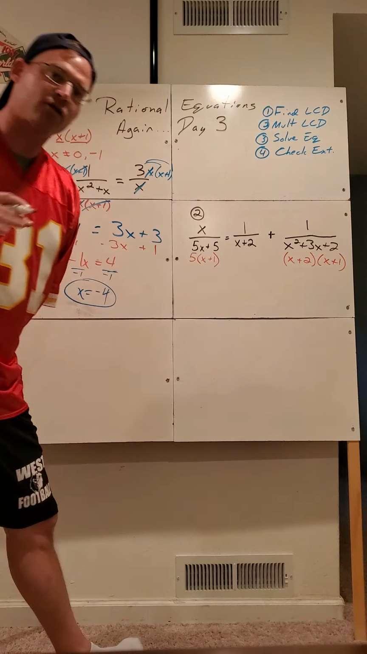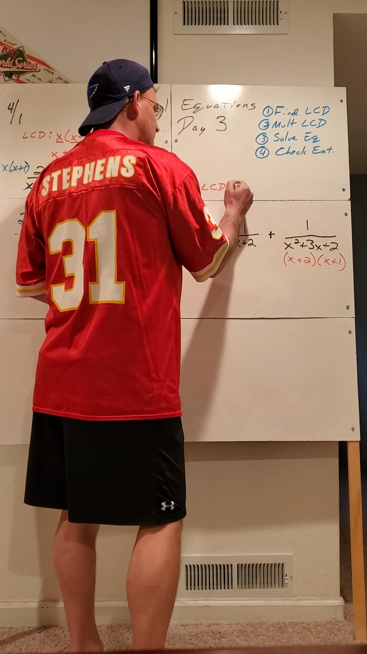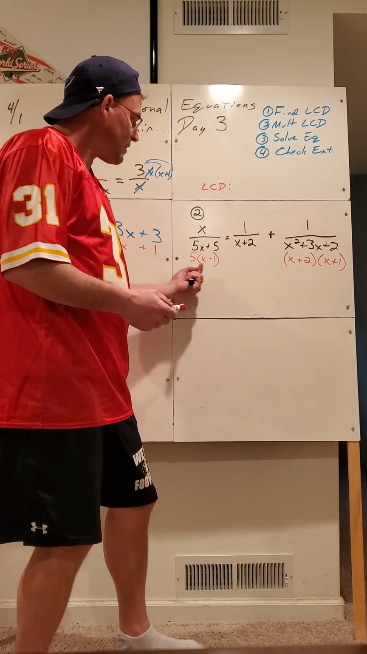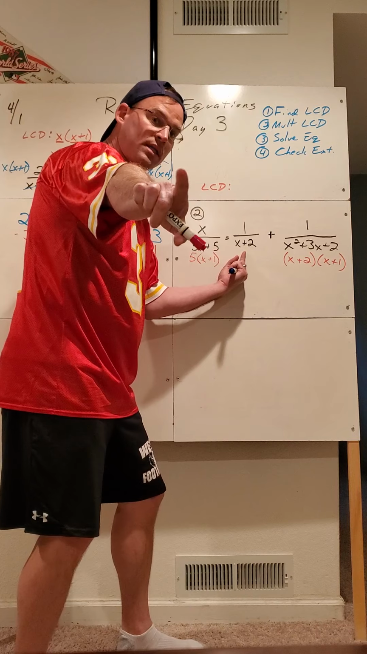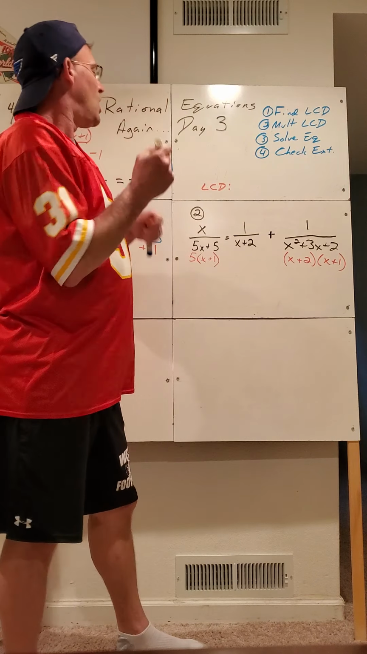So now I've factored all my denominators. I need to come up with my LCD. Take all your parts and pieces of your denominators. I got a 5. I got an x plus 1. I got an x plus 2. These are the same, but they're only used once each time, so I don't need to double up.